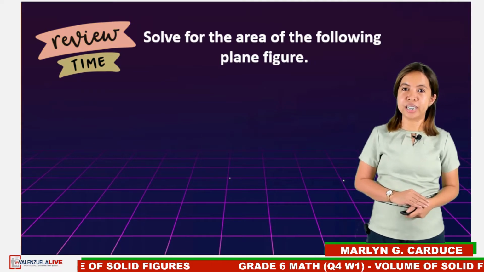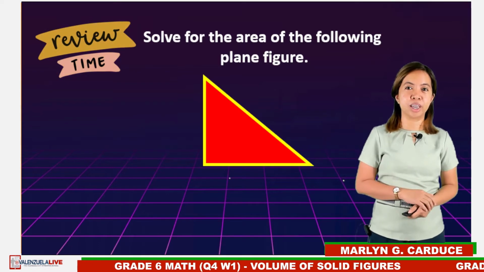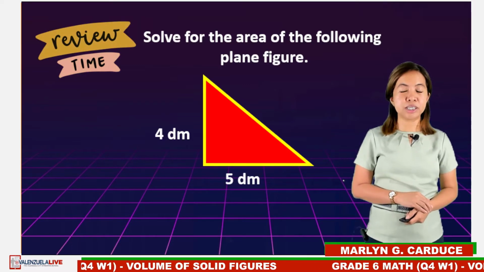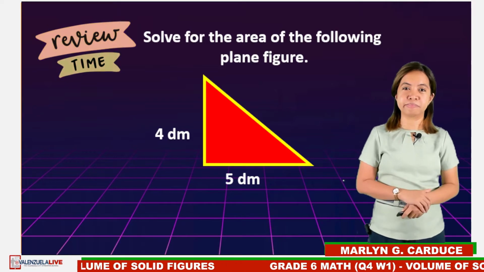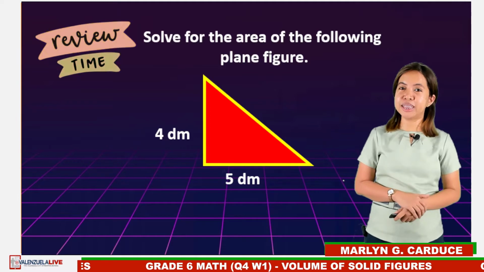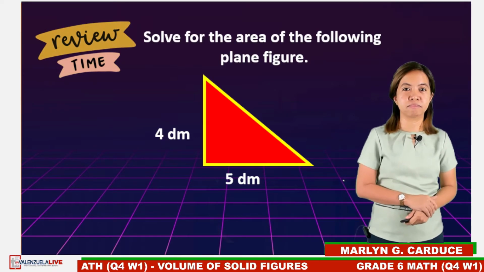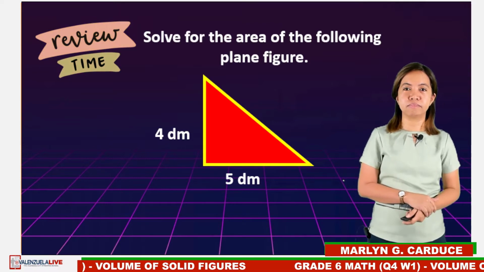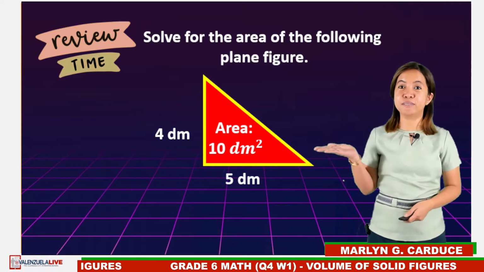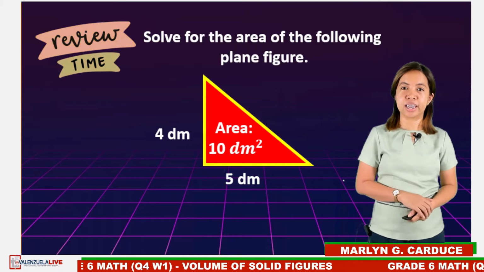Another figure, let's compute for the area of a triangle with a height of 4 decimeters and a base of 5 decimeters. Again, write your answer in the comment section. Okay, very good. The area for this triangle is 10 square decimeters.